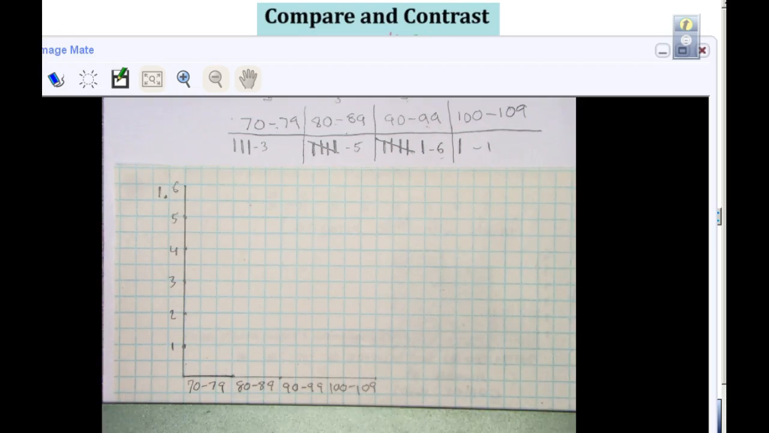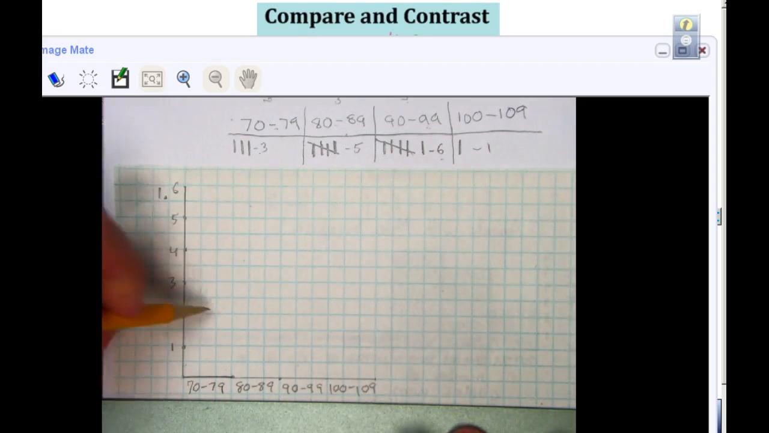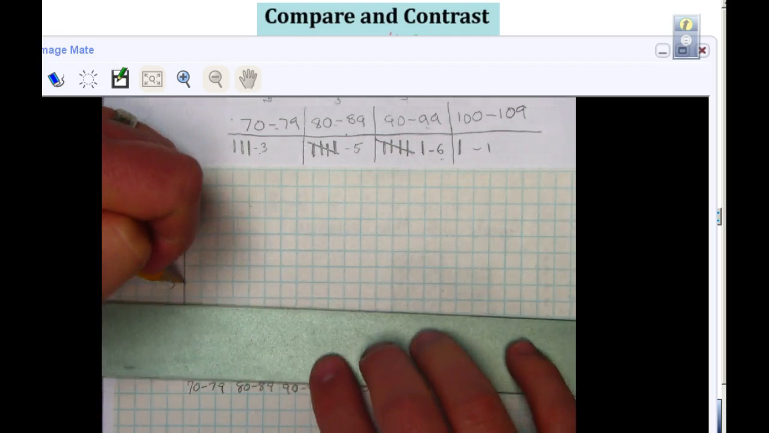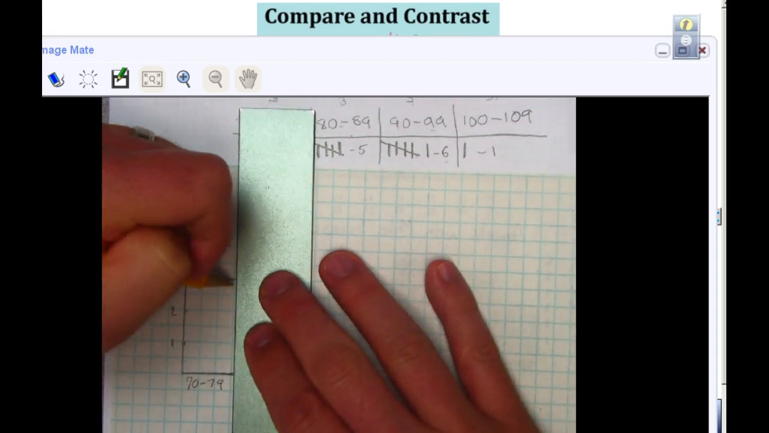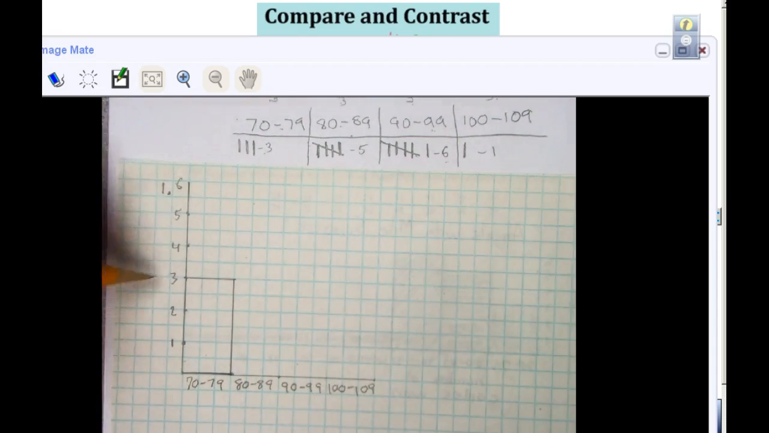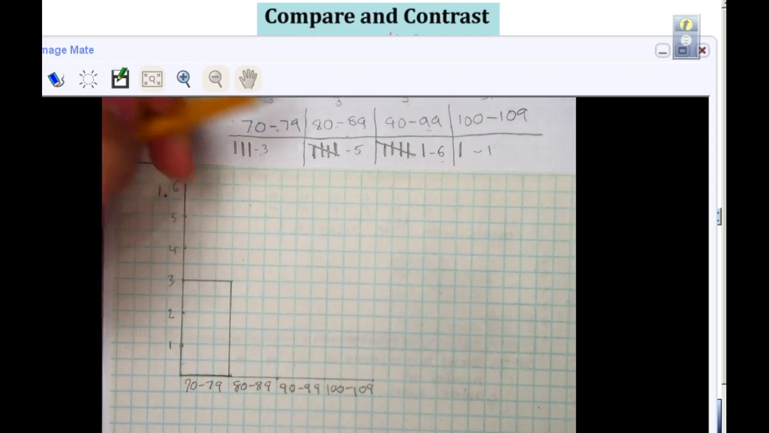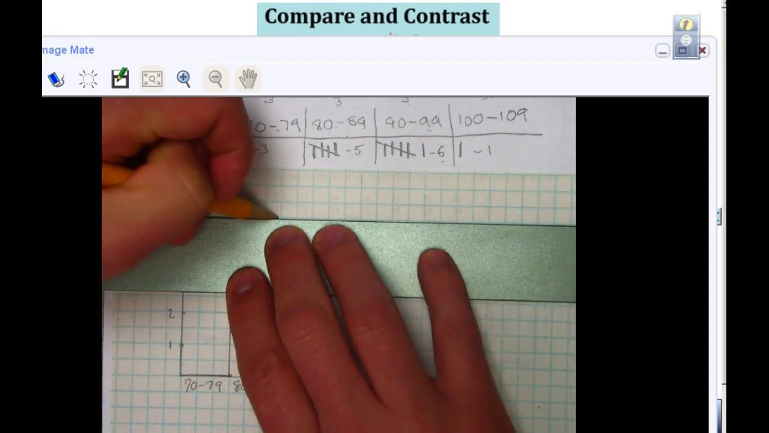So let's go ahead and put in the frequencies for each one. The 70 through 79 is 3, so we have a frequency of 3. Again, I'm going to use my straight edge and go to 3 on this one. Go down. And then we go to the next one, and from 80 to 89 is a frequency of 5, so we'll go up to 5. Again, it's 3 squares across.